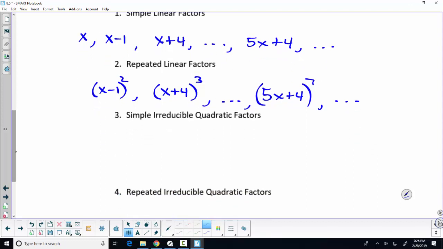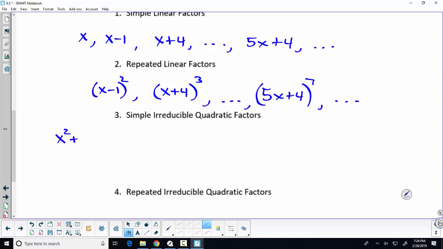Simple irreducible quadratic. So you have quadratic factors, and specifically those quadratics are irreducible, some of that being squared. Is what? Sorry. Being squared. Well, that kind of depends on the problem, like what's going on in the integrand. But as far as just a simple irreducible quadratic factor goes, how do we know a quadratic is irreducible?